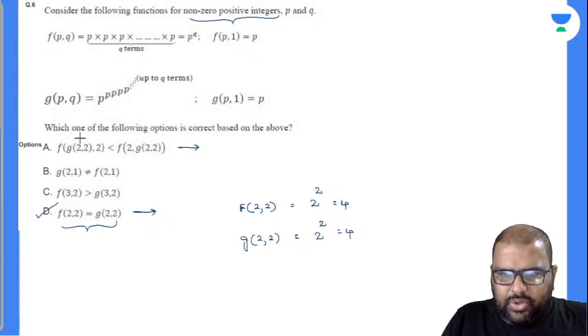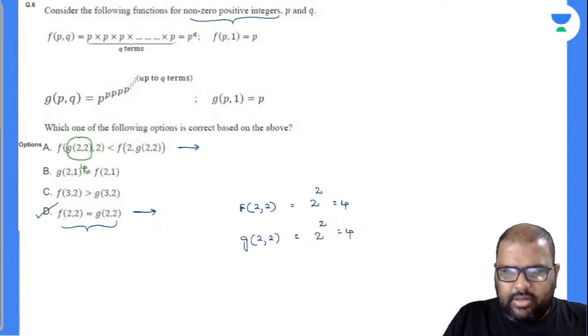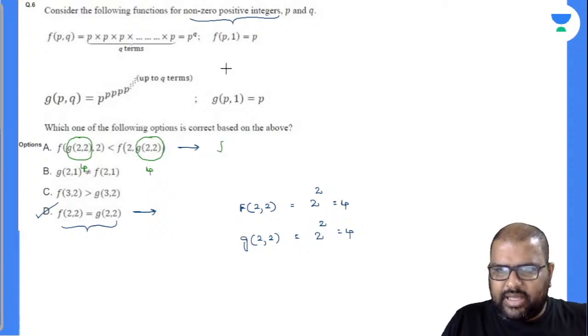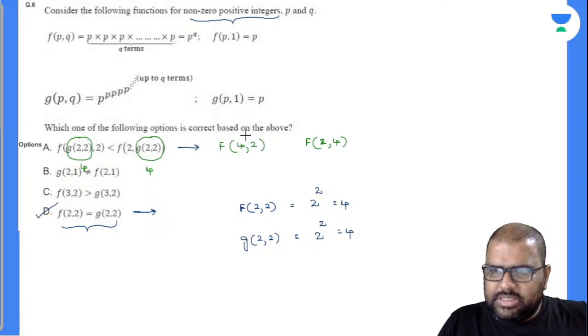So already you know g of 2 comma 2 is how much? 4. Just now you have calculated. By this I can write this equation directly as f of 4 comma 2, is it less than? No. F of 2 comma 4. Now how much is this value?